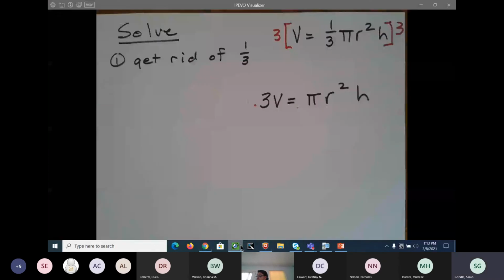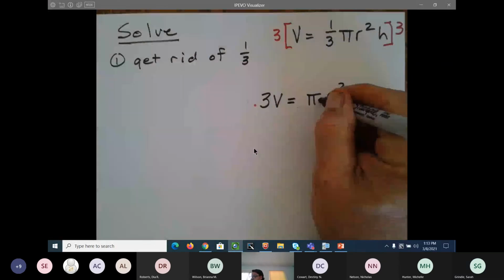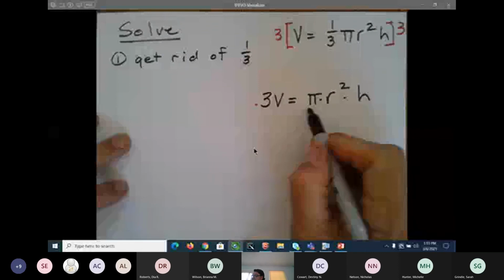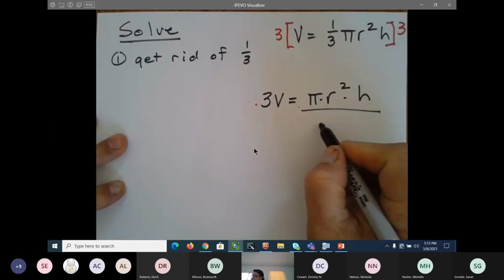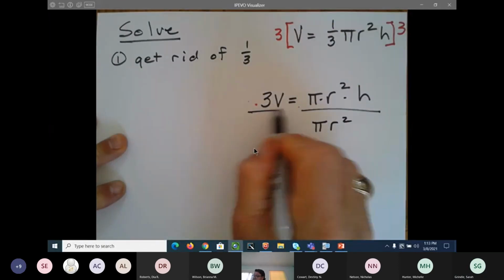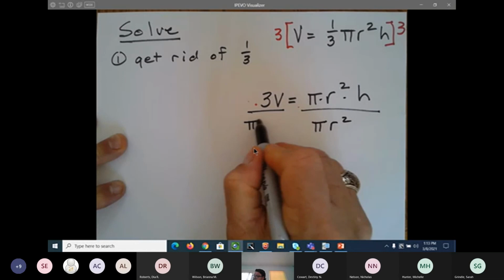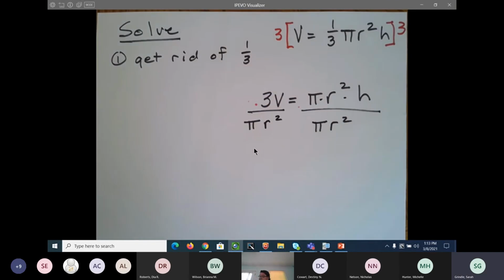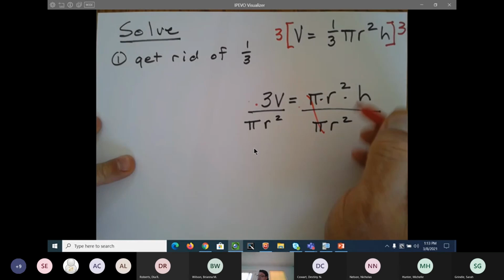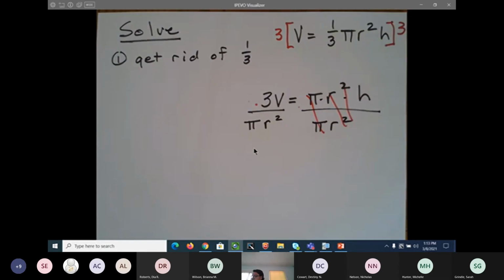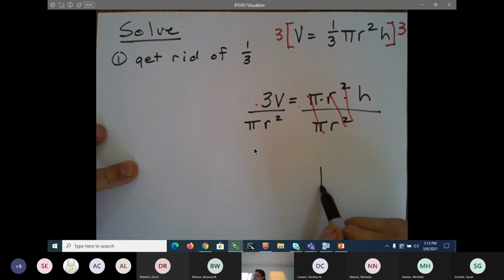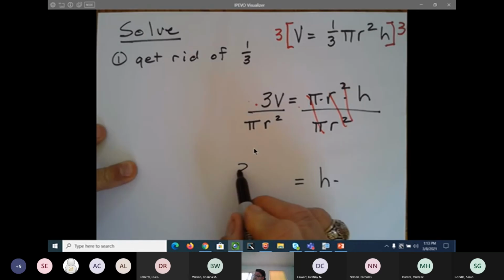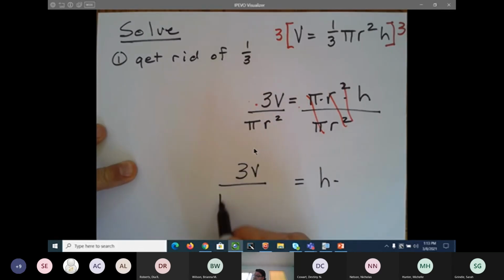So how do I get rid of multiplying by pi r squared? I divide by pi r squared. And if I do it on one side, I got to do it on the other. And the magic happens. The pi's cancel and the r squared cancels. And you're left with h is equal to 3v over pi r squared.